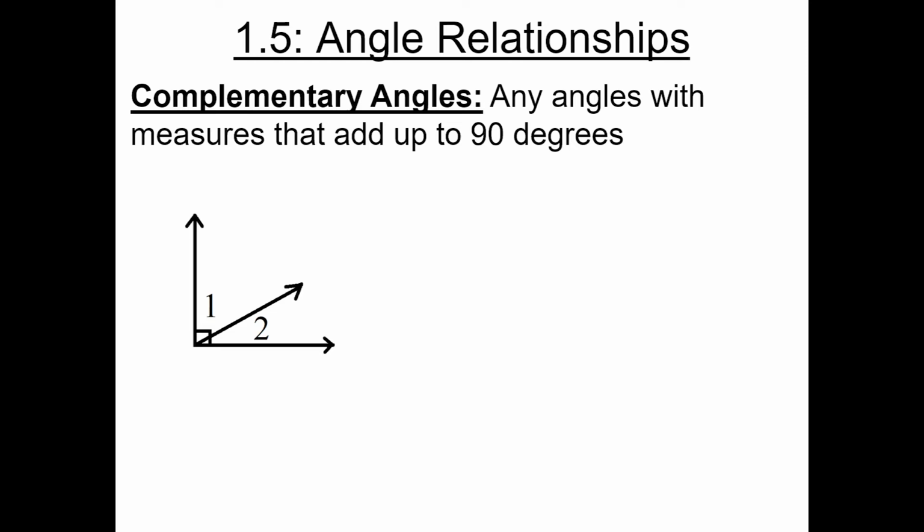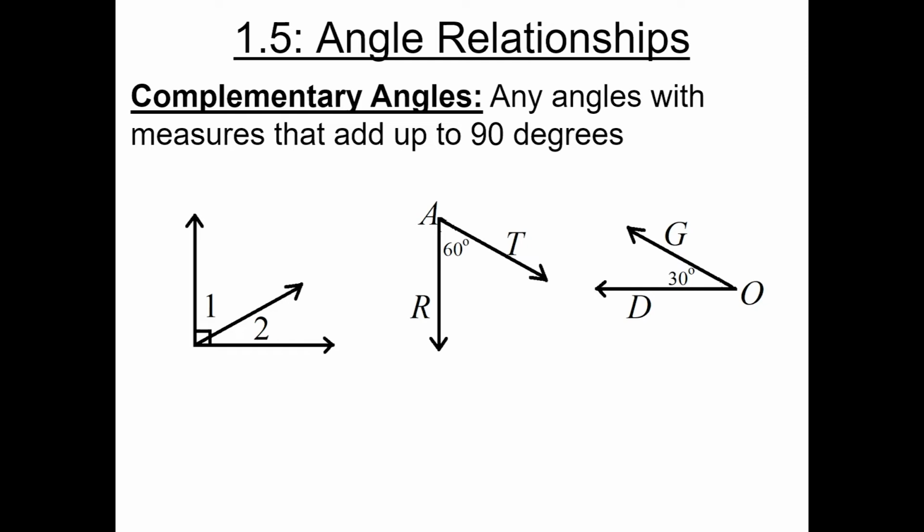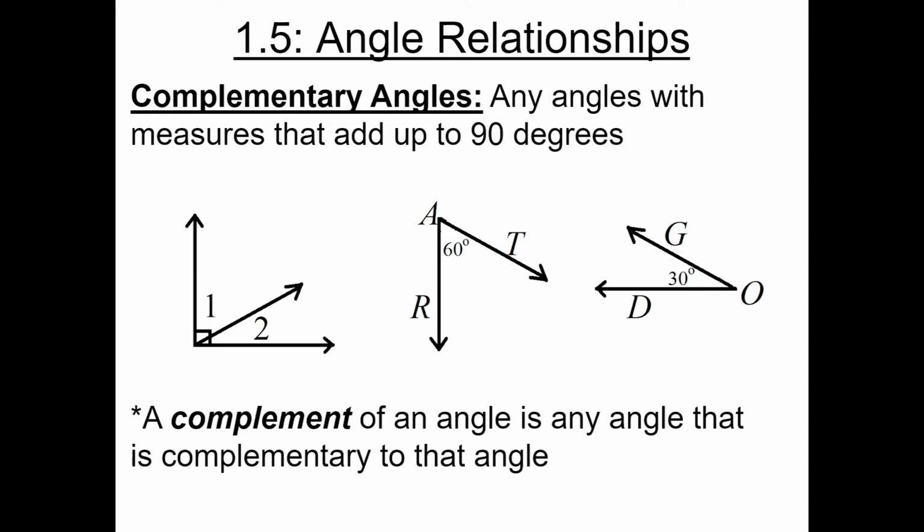Also, you can have some non-adjacent complementary angles, like here, angle RAT and angle DOG, rat, dog. Those two angles have measures that add up to 90. 60 and 30 make 90. Even though they don't connect to each other, doesn't matter. Their measures add up to 90, and that's really all that matters. Here we could say that angle RAT is the complement of angle DOG. All that means is its measure adds to the other one to make a complementary angle, or they add up to 90.